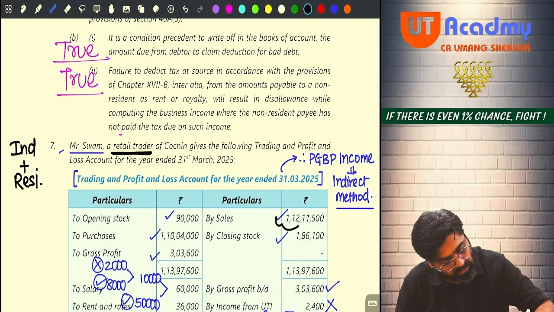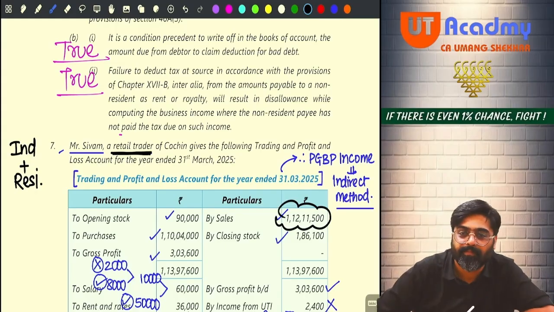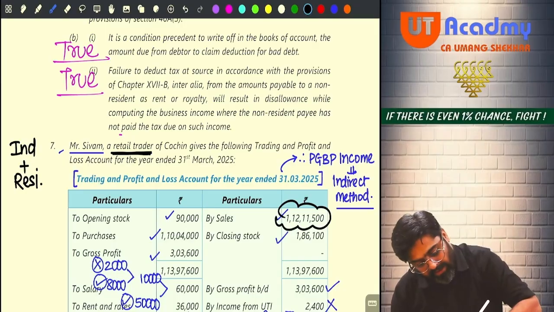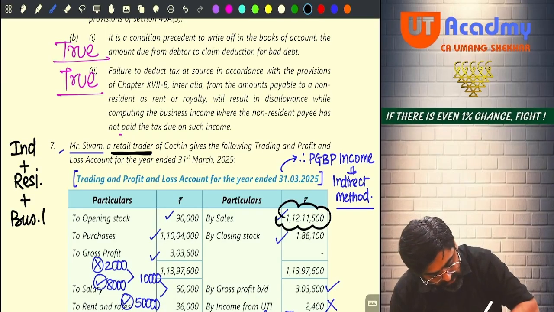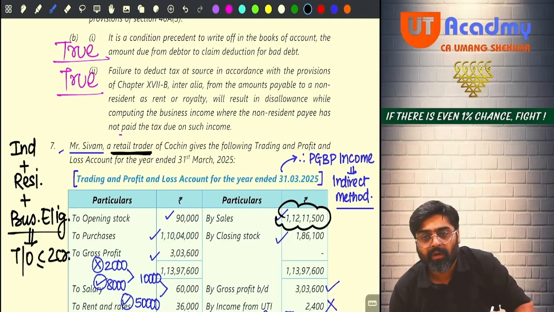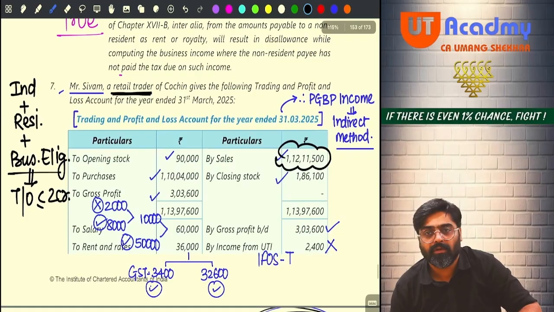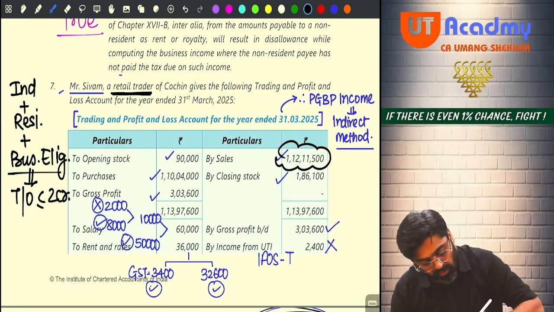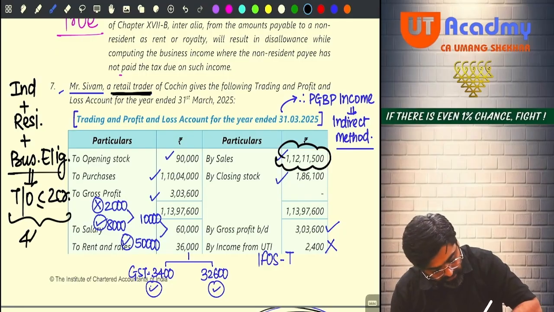And for this business, what is his turnover? Can you see this is his turnover? Sales is nothing but the turnover, no? Now, individual, he is a resident, he is into a business, eligible business, yes or no? And from this eligible business, his turnover is less than equal to 2 crores. Can you say all the conditions to claim presumptive profits are fulfilled? So can he follow 44AD? The answer is yes, he can follow 44AD.